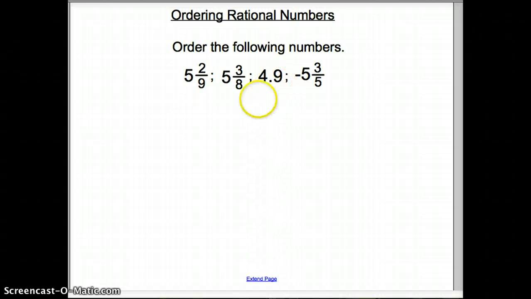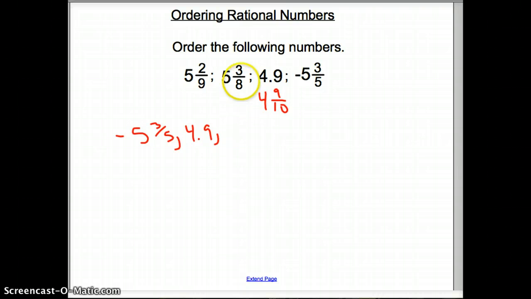This is 4 9/10. When there is just 1 decimal place, we are just going to put that number over the number 10. And 4 9/10 cannot be simplified. So now we can go ahead and order these. I know the negatives will always come first. So we have -5 and 3/5. Then we have 4.9, or 4 9/10.